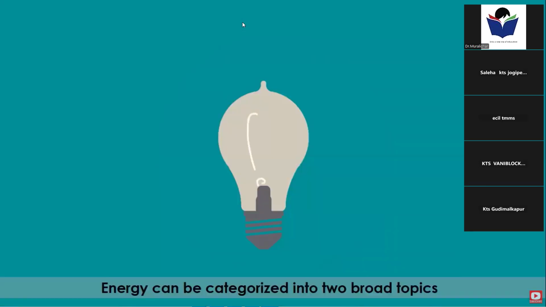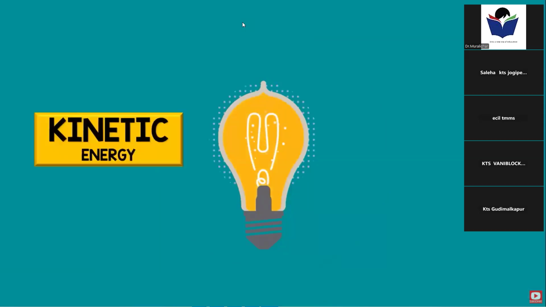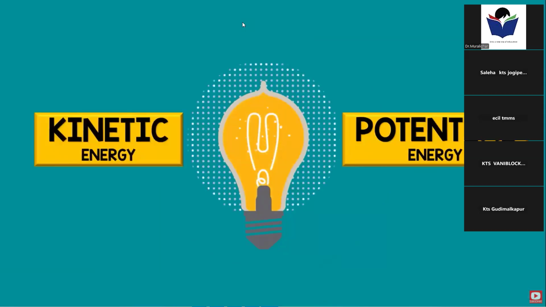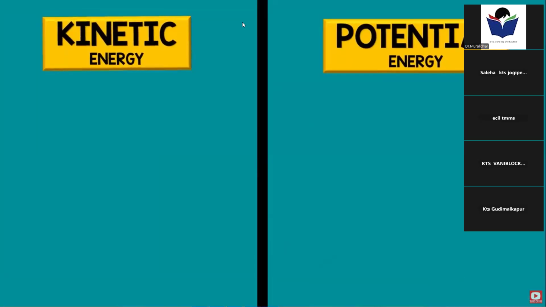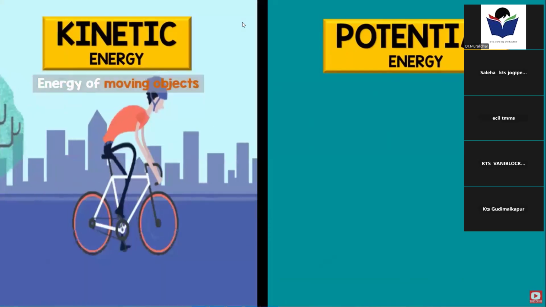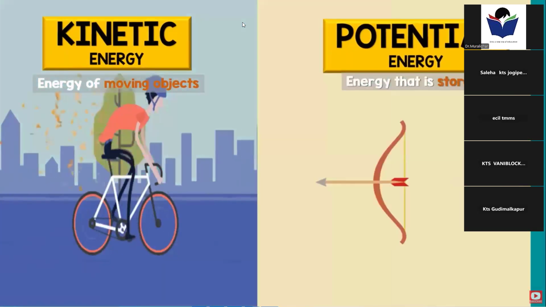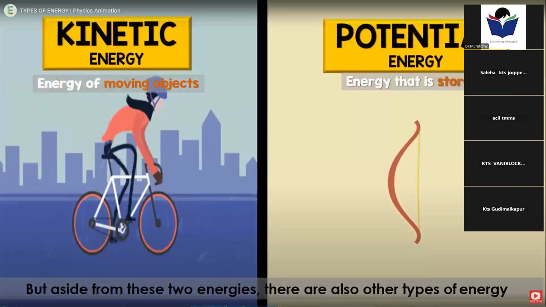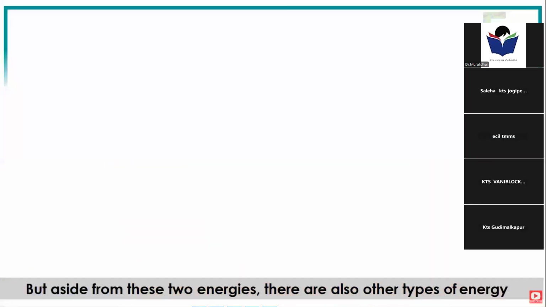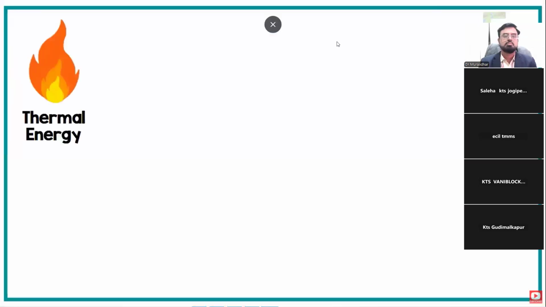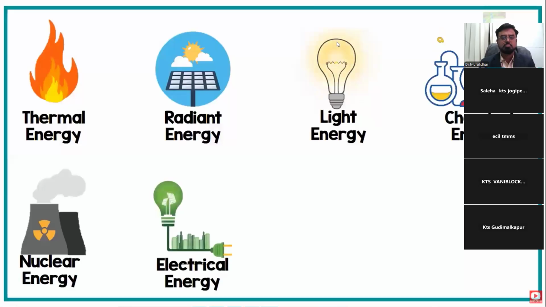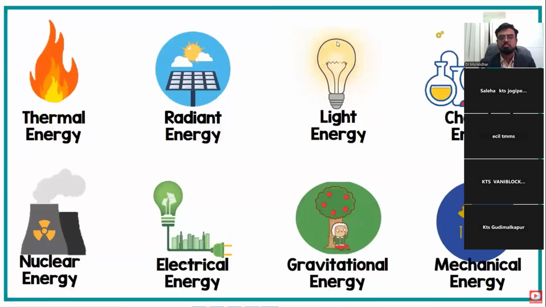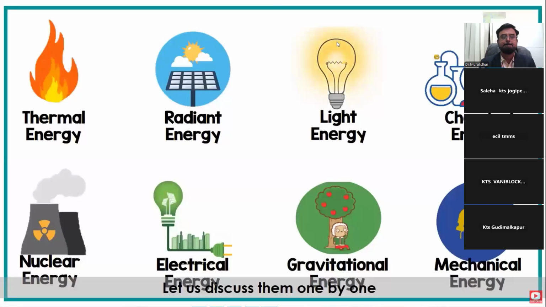Today, we are going to talk about another fun topic in physics. It is all about the types of energy. Energy can be categorized into two broad types, kinetic energy and potential energy. These two are the basic forms of energy. Kinetic energy is the energy of moving objects, while potential energy is energy that is stored. Aside from these two, there are also other types of energy. This includes thermal energy, radiant energy, light energy, chemical energy, nuclear energy, electrical energy, gravitational energy, and mechanical energy. Let us discuss them one by one.